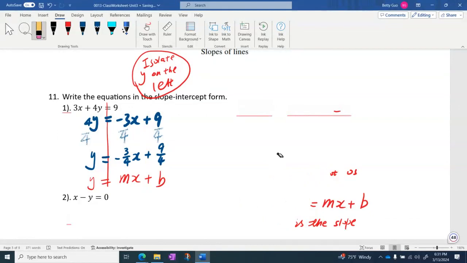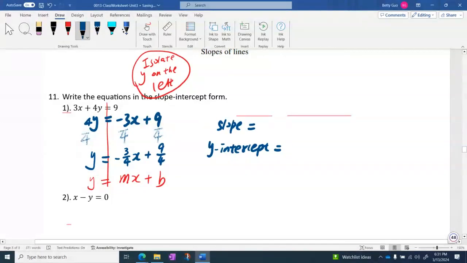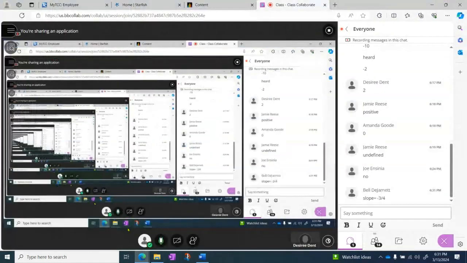The one advantage of slope-intercept form is we are able to identify the slope and the y-intercept right away. What's the slope and what's the y-intercept? Once we have the equation written in the slope-intercept form, we are able to identify the slope and the y-intercept of the line directly. Would you answer that question? What's the slope? Slope is negative 3 over 4. Very good.